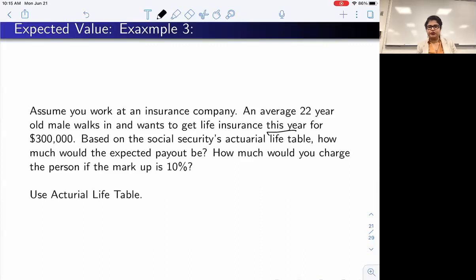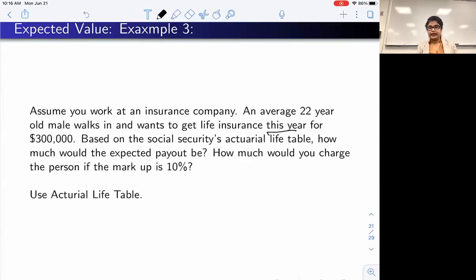Based on the Social Security's actuarial life table, how much would the expected payout be? Because now, what is the probability that the person will die, and what is the probability that the person will live? We don't know these things. If we don't know, we have to figure out how we can find it out. Then how much is the expected payout for the company, and how much would you charge the person if the markup is 10%?